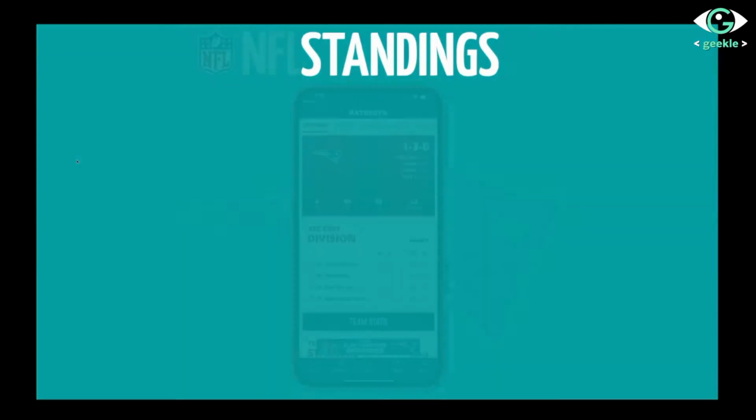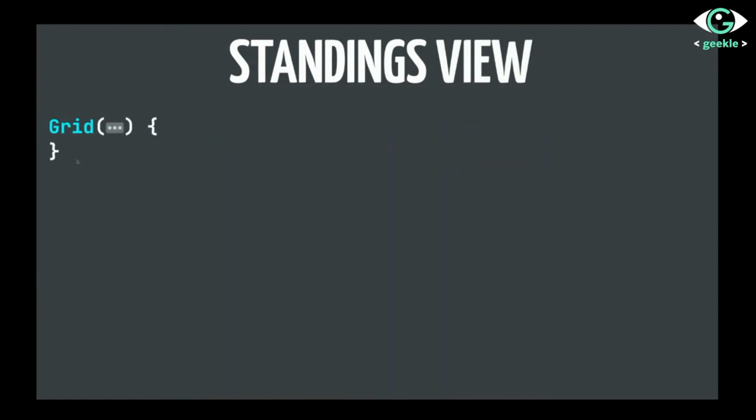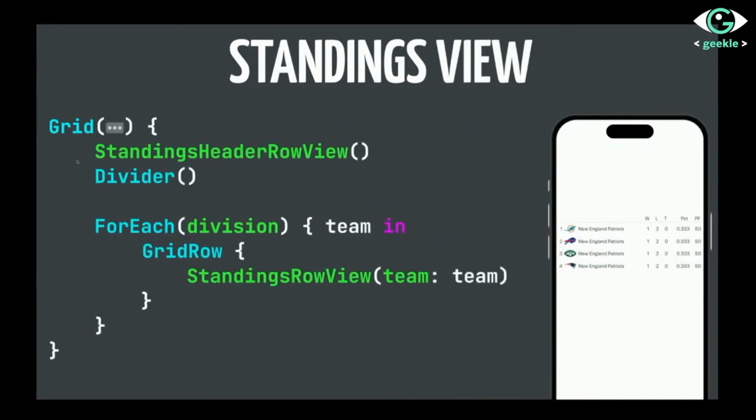Well, with Grid, we can create our spacing in our initializer, set to 5 and set to 10 for vertical. All right, we'll close that down. And now, let's see. The setup is the exact same as we did before, but instead of having a for each on an H stack, we do a for each on a grid row. So let's look at the header first.